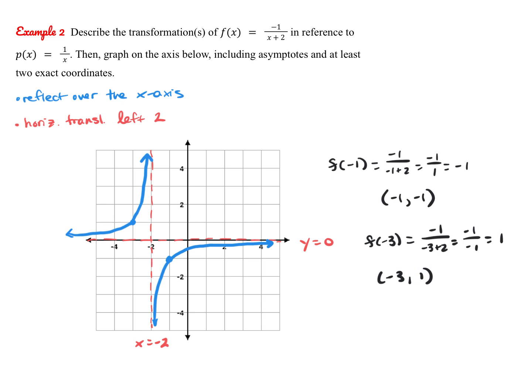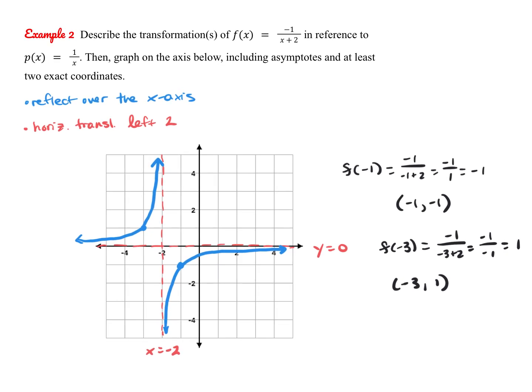So you'll see whenever we have that reflection, instead of being up here and here, our graph is going to fall in the other two quadrants.